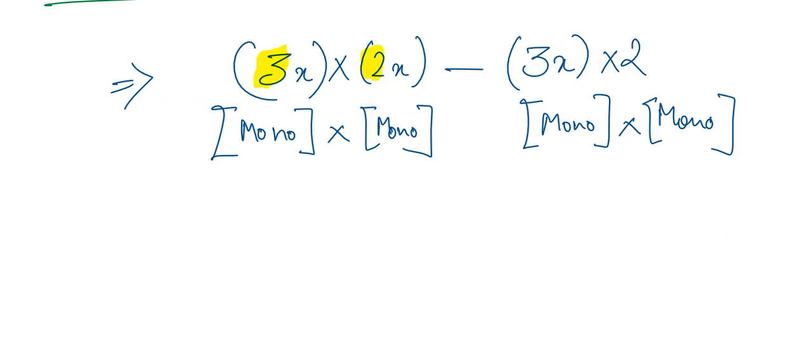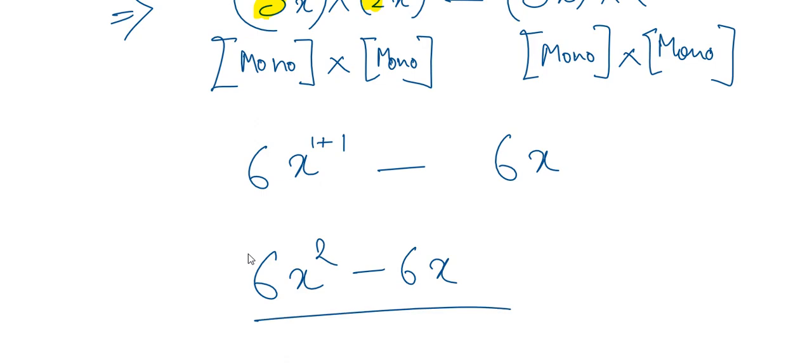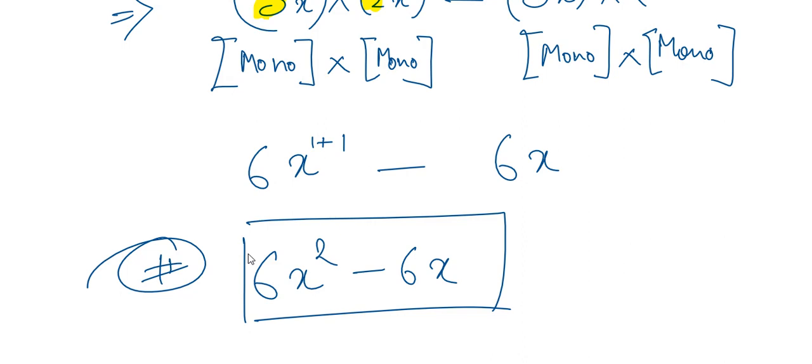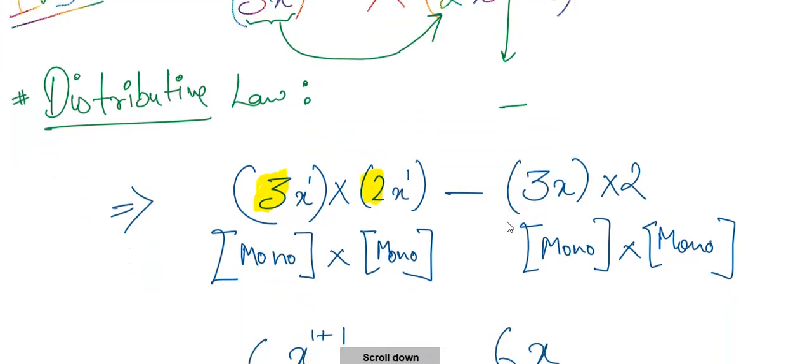So let me write: 3x with 2x, x raised to power 1 and 1, so I would be having x to the power 1 plus 1, 6x square, minus 3x with 2, I would be having 6x only. So it would be 6x square minus 6x. Are you comfortable with it? Seems interesting or not? Yeah. So this is how we use our distributive law for the multiplication of a monomial with a binomial.